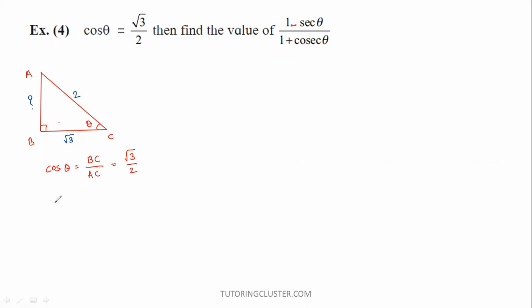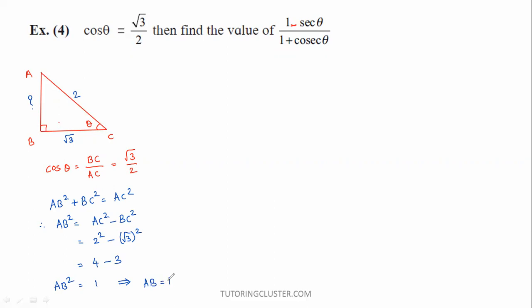Now, if I am using Pythagoras theorem here, it will be AB square plus BC square, which is equal to AC square. So I am interested in finding AB square, which is nothing but AC square minus BC square. So AC is 2, what is 2 square? 4, minus what is root 3 square? 3, which is equal to 1. So AB square is equal to 1. So what will be value of AB? It is equal to 1. So we have found out AB is equal to 1. Okay, I hope up to this is clear to you.